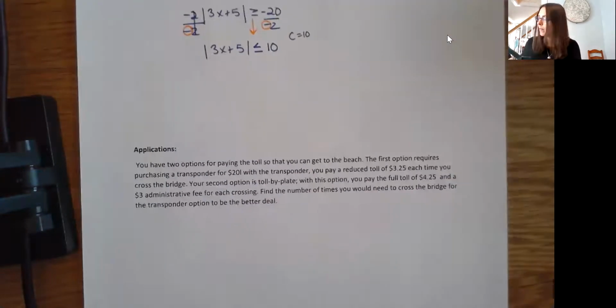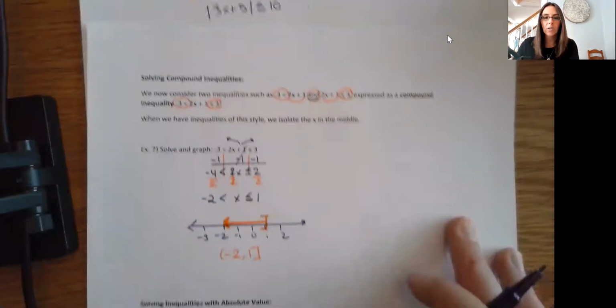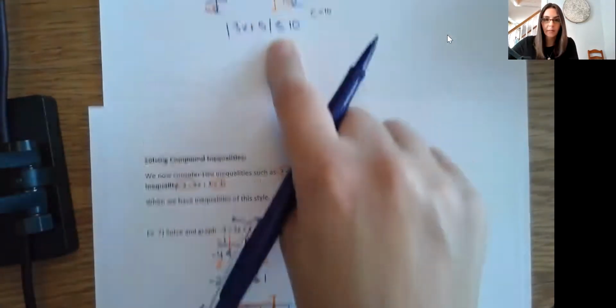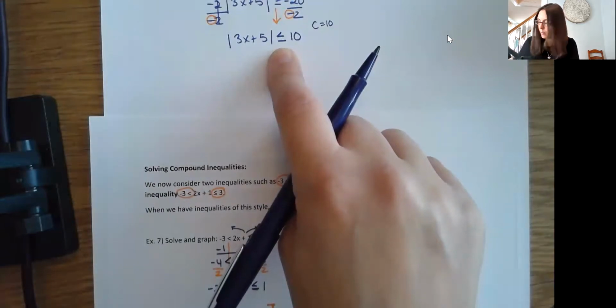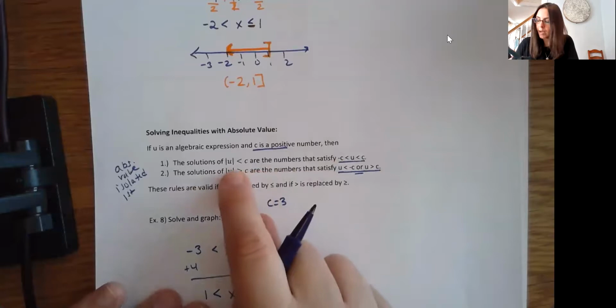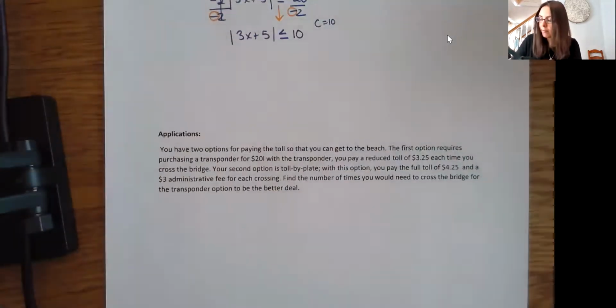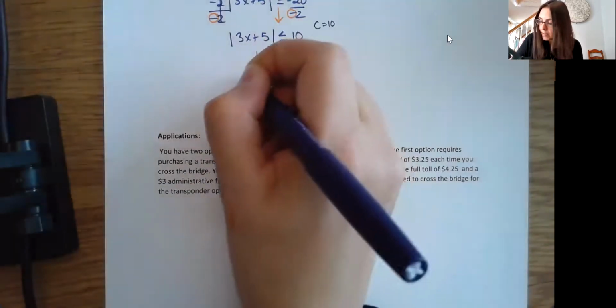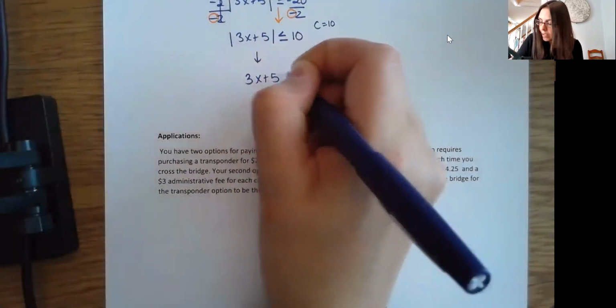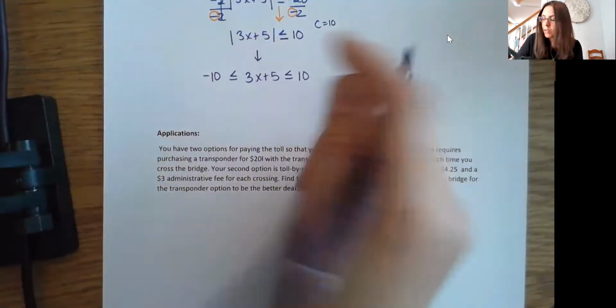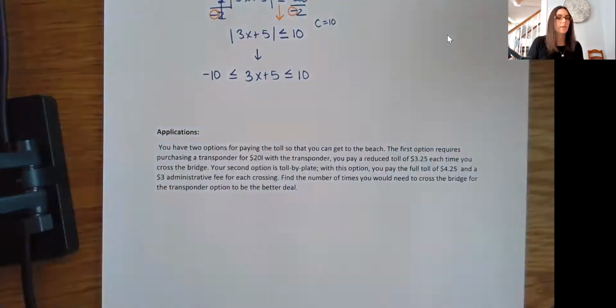Now, again, going back to our previous page, think about this. I have a less than symbol. Can you see that? Nope. A less than or equal to symbol. So going into my format, when I have a less than or equal to symbol, I'm using that sandwich format here. So I have that 3x plus 5 comes down. We keep the 10 on the right, and we use the negative 10 on the left and use the same symbol here twice. Okay.